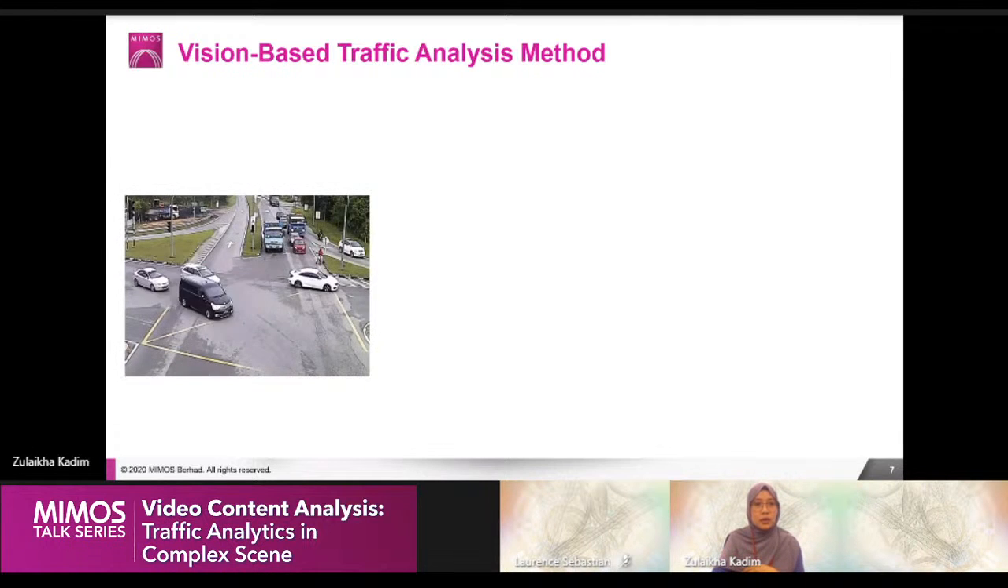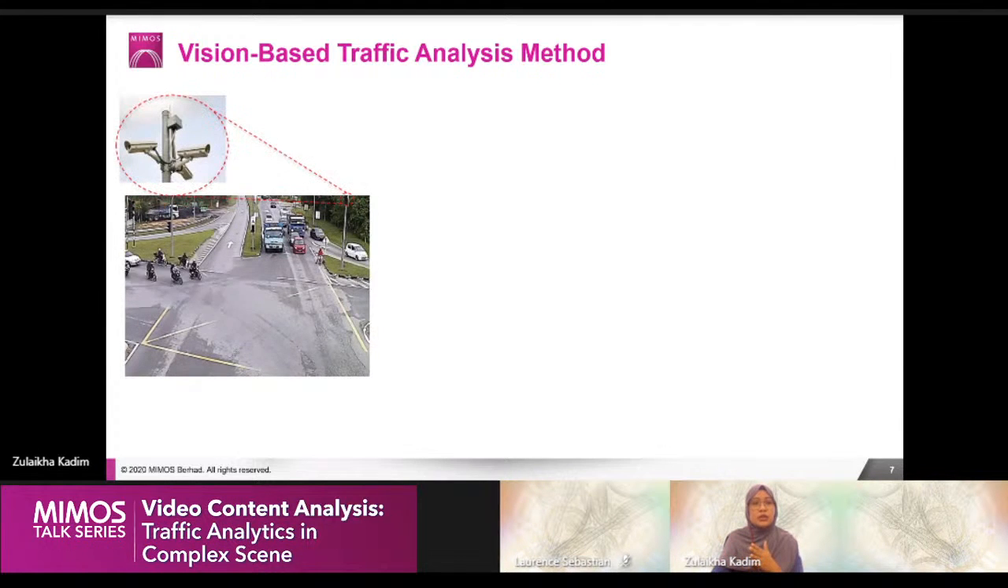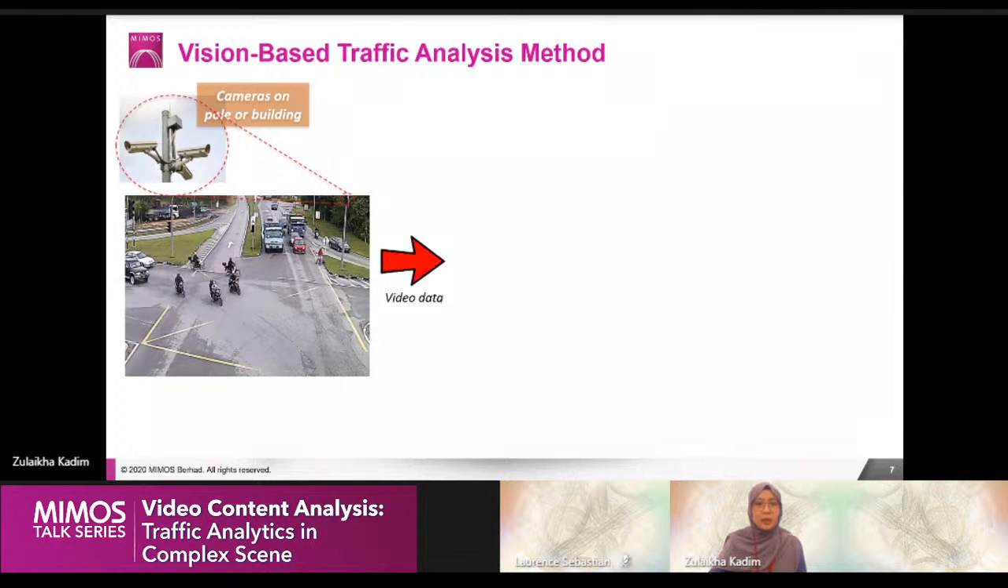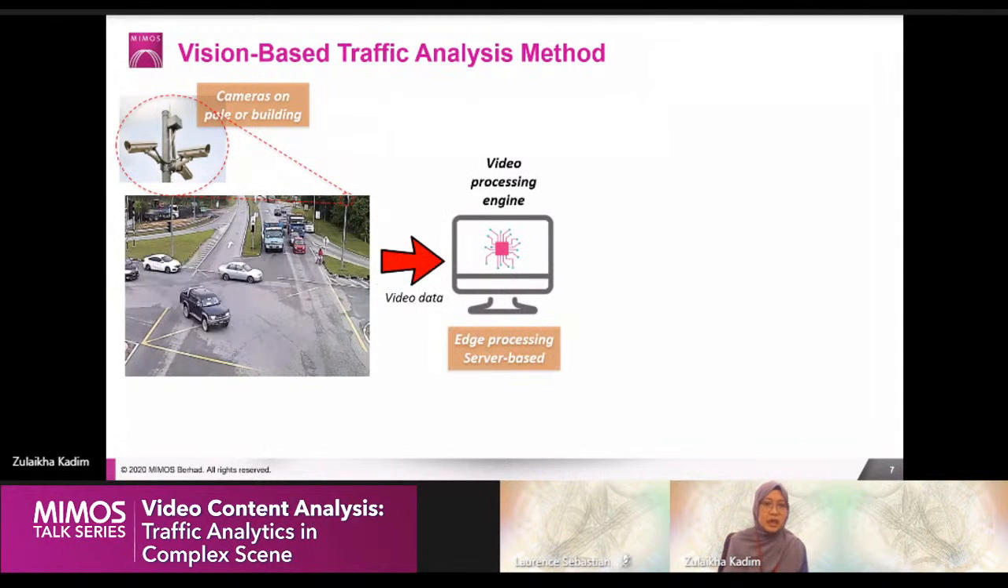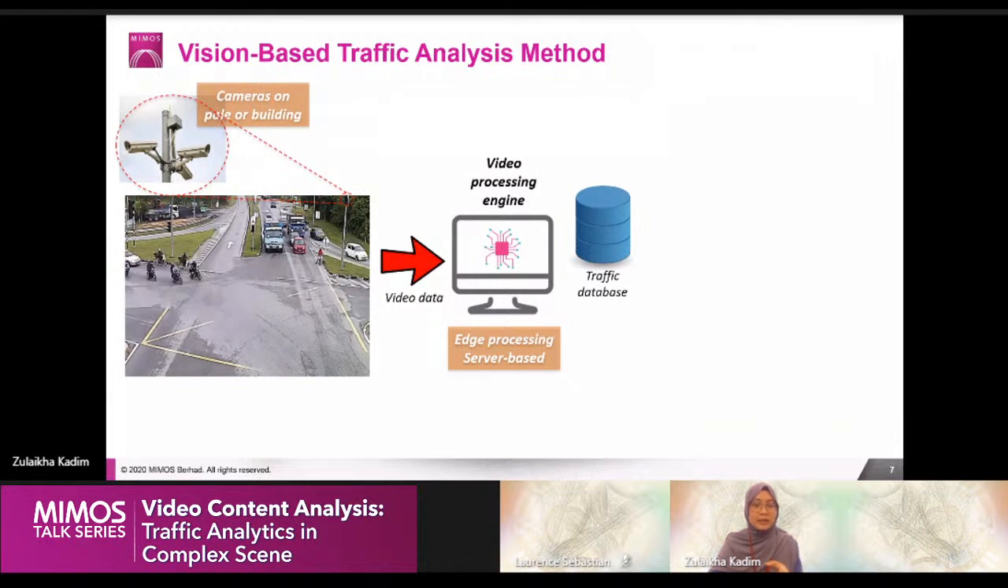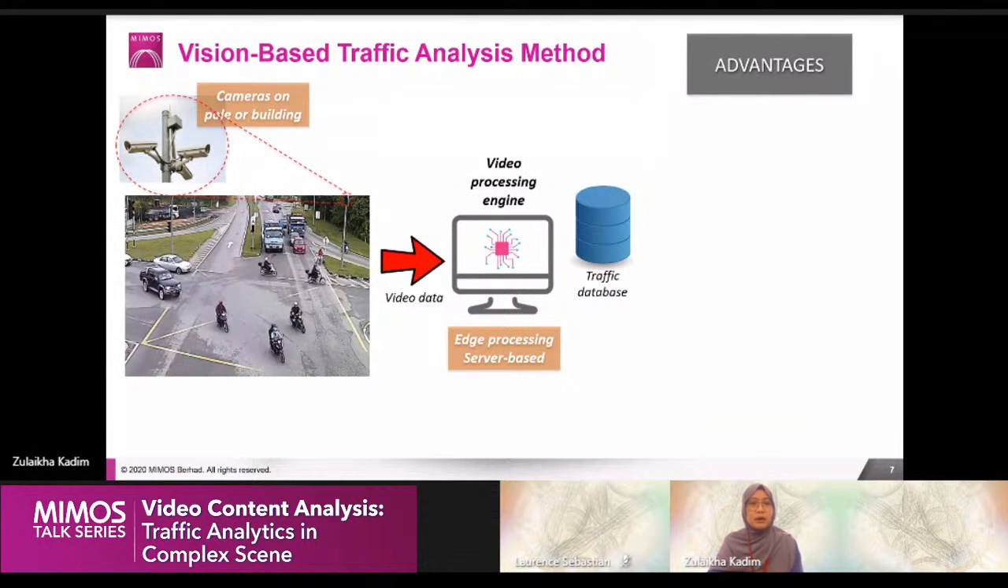So what we mean by vision-based traffic analysis is that usually a camera is put on a pole or building beside the road network to monitor the road scene. This video data is fed into a video processing engine. This engine can be edge processing, that means it can be at the local location where the camera is, or it can be server-based processing. With this engine, we can extract traffic information that can be put into a database, and this information can be used later for visualization, analysis, or estimations of road trends.